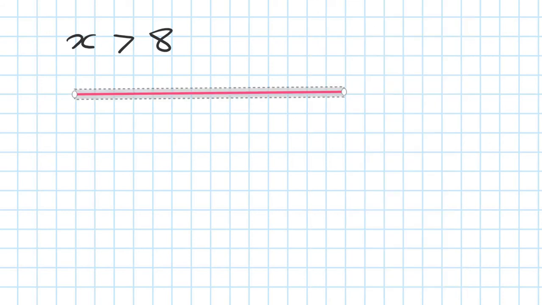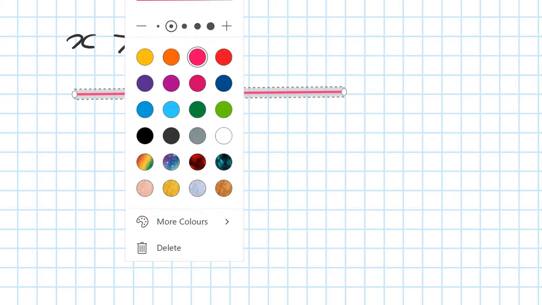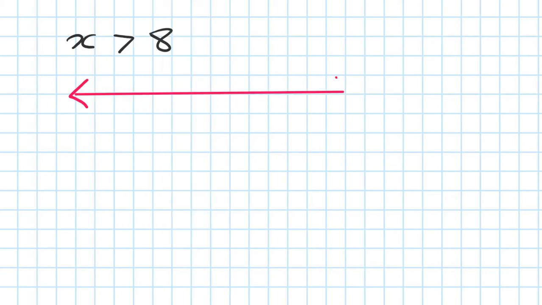Okay, now let's say x is greater than 8. If I draw that on a number plane, it would look like this. So this is 8 here, then 9, 10, 11, 12, and 7, 6, 5, 4. The answer, let's say I circle this because it's 8.